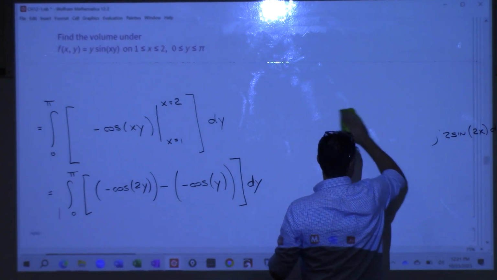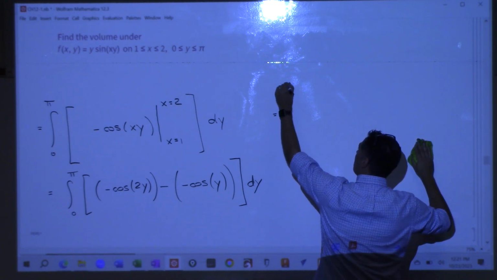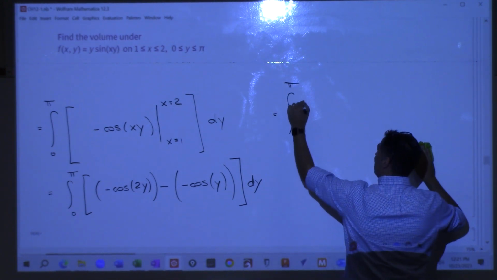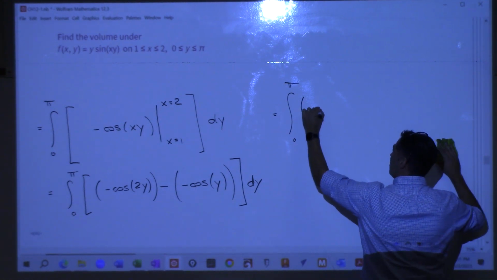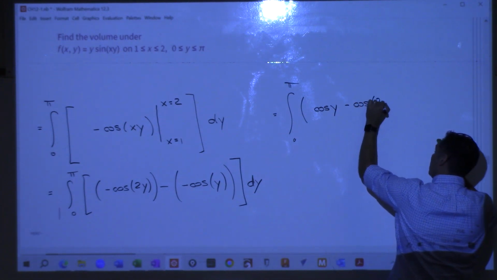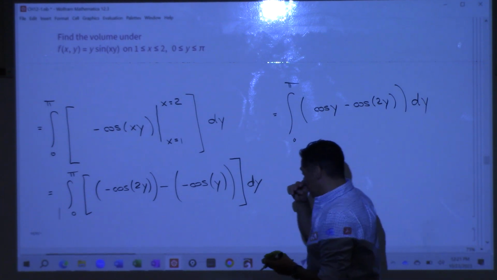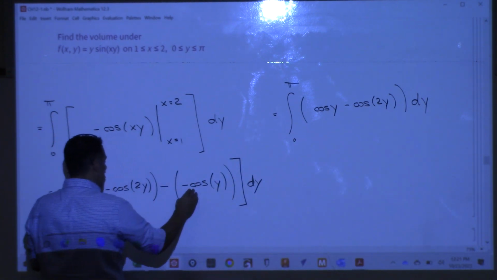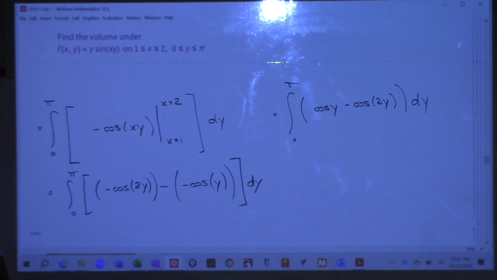Okay. Let's clean that up. That looks bad in there. 0 to pi. Can I just do cosine y minus cosine 2y? That all right with y'all? Just change the order of them, right? That becomes a positive cosine y. This is a minus cosine 2y. Just switch them so it's easier to look at.